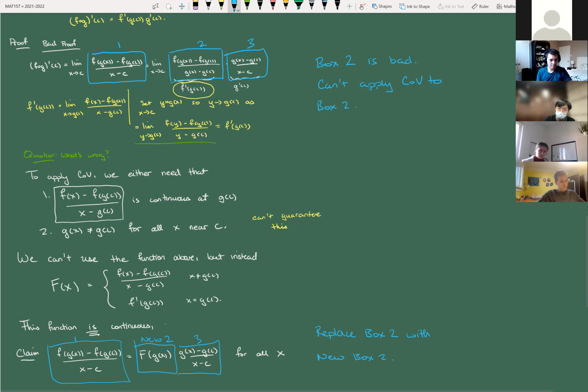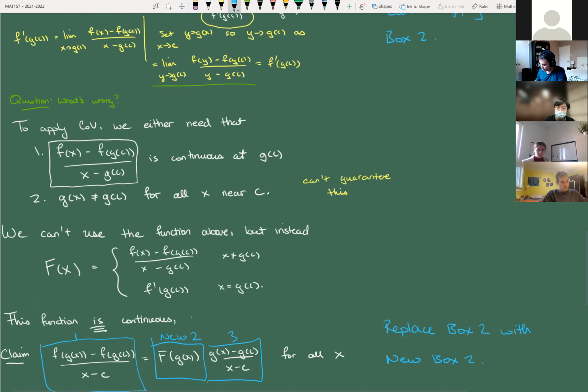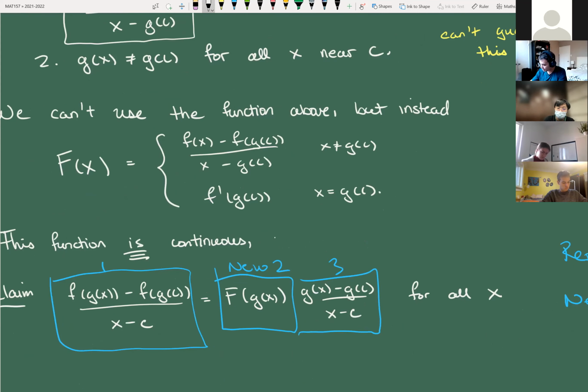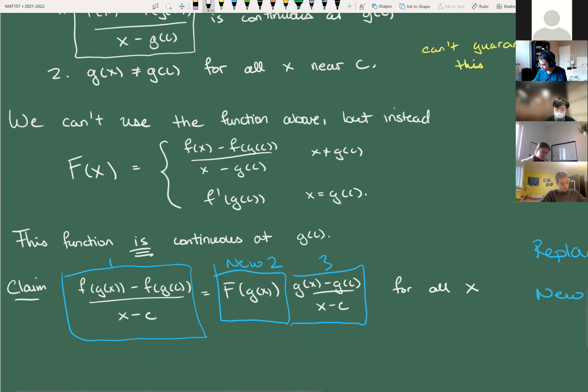Could you go through what happens if x equals g of c? I'm a bit confused about the choice of f prime g of c at x equals g of c. Okay, sure. That's just what we need for this function to be continuous at g of c.